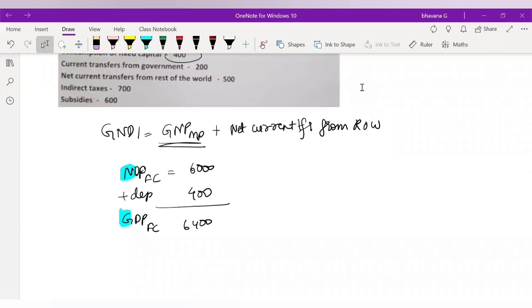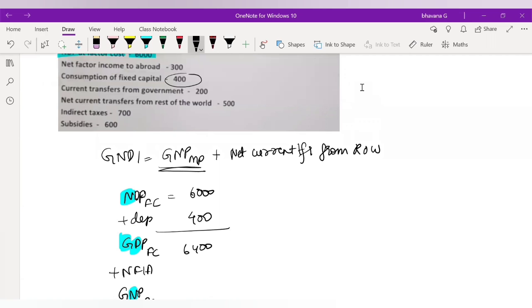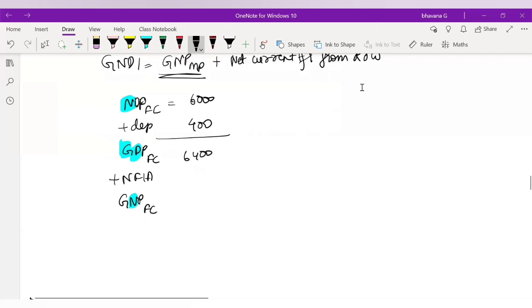Our ultimate aim is to find GNP. So now we are going to go from GDP FC to GNP FC, transferring one element at a time. Now you have to transfer domestic to national. To do that, you have to add NFIA. In the question, what is NFIA given? Net factor income to abroad is given, so it is plus 300. If you do this, you will get 6,700.